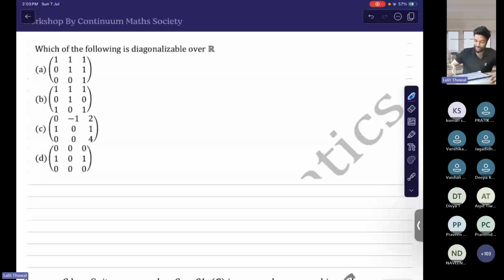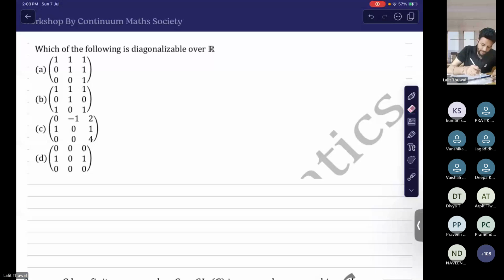Okay, so which of the following is diagonalizable over R? You must keep in mind that the diagonalizability is asked over R, so the eigenvalues of the matrices must lie inside R. That is the first thing to be checked. Option A, we will solve option by option. So what is option A?